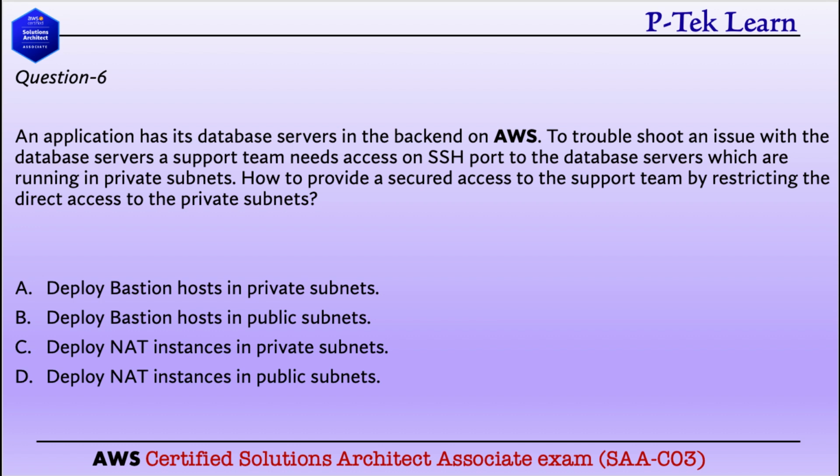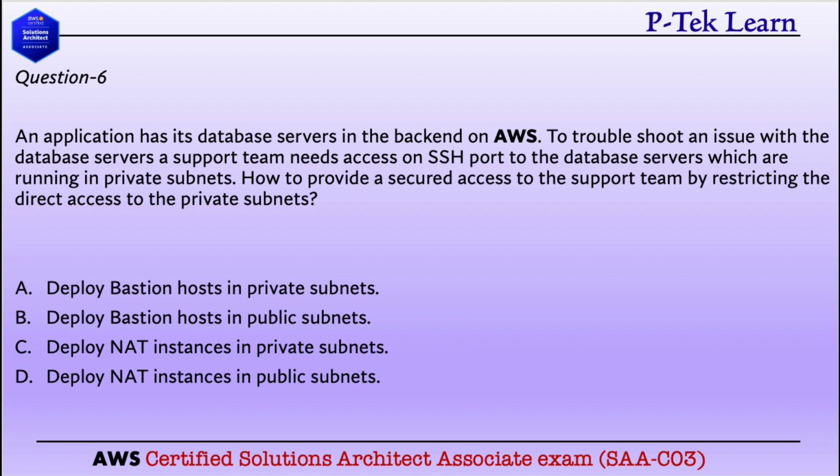Question number 6. An application has its database servers in the backend on AWS. To troubleshoot an issue with the database servers, a support team needs access on SSH port to the database servers, which are running in private subnets. How to provide a secured access to the support team by restricting the direct access to the private subnets? So for this, we need to use a bastion host.